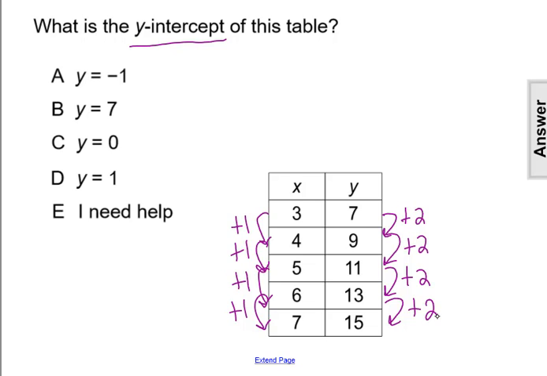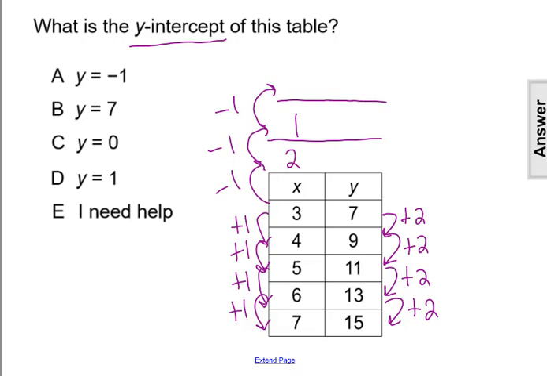So now we want to work backwards. If we're starting where x equals 3, we now need to subtract 1. We need to do the opposite of the difference in the x's to get to x equals 0. If we subtract 1, that will give us x equals 2. We subtract another 1, that will give us x equals 1. And we subtract 1 more, that will give us x equals 0. That's where we want to be in the table.